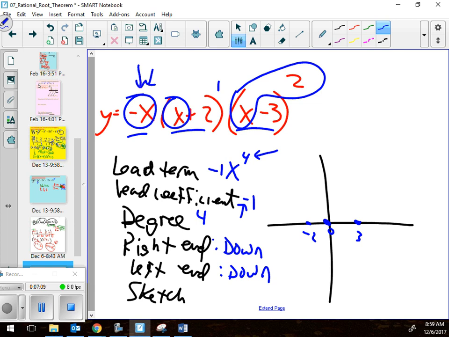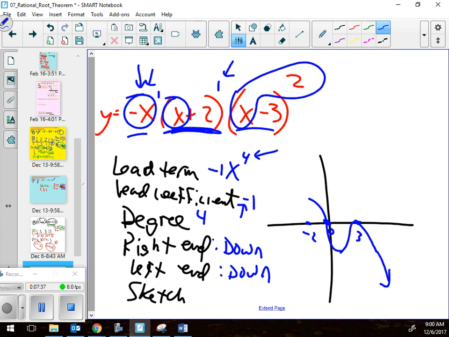Okay, now, if I know its ends, I always start on the right-hand side. I know it ends going down. I know it's down here somewhere. Now I'm going to go up and touch that 3. What should I do at the 3? Should I cut through or should I bounce? Bounce. You bounce at that. And then should I cut through or bounce at the 0? Cut through, because it's got a 1 right there, so it cuts right through it. How about at the negative 2? Should I be bouncing?